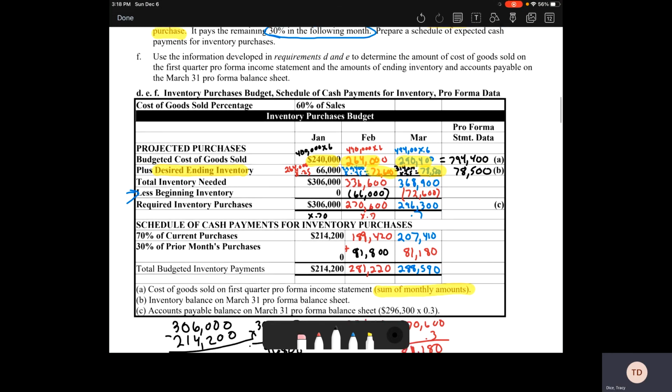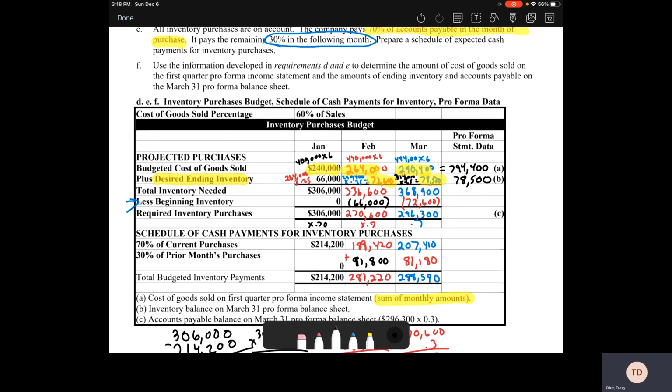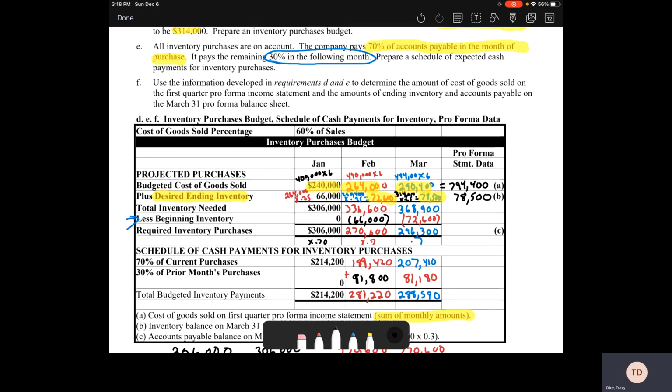And then finally, we want our accounts payable balance on March 31st. So that March 31st accounts payable, remember, we're paying off 70% in the month of the purchase, and then we pay off the rest in the following month. So if we look at January, we paid off 70% of January in January, and then we paid off the rest of it in March. So that amount of accounts payable is gone. This 270, we paid off 70% of it in February. We paid off the other 30% in March. So at the end of March, this 270 is gone.